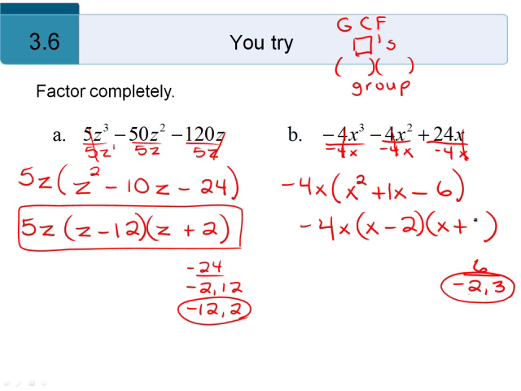Negative 2, positive 3. So all of this is your answer for WebAssign. If you don't put in the greatest common factor, you get marked wrong. The whole thing is wrong, so be careful there.